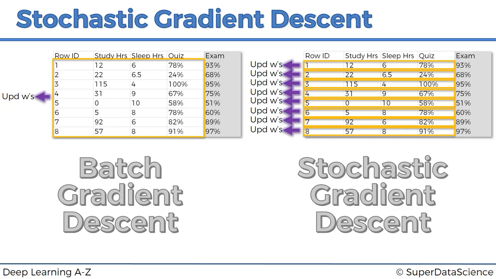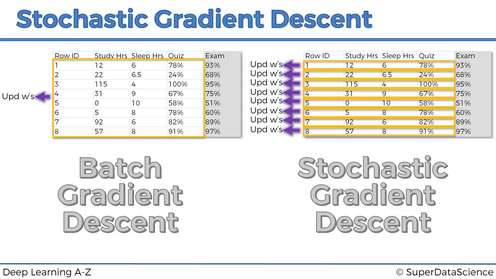Also, there's a method in between the two called the mini batch gradient descent method, where you combine the two. Rather than running a whole batch or running one row at a time, you run batches of rows, maybe 5, 10, 100, however many rows you decide to set. You run that number of rows at a time, then you update your weights, and so on. And that's called the mini batch gradient descent method.